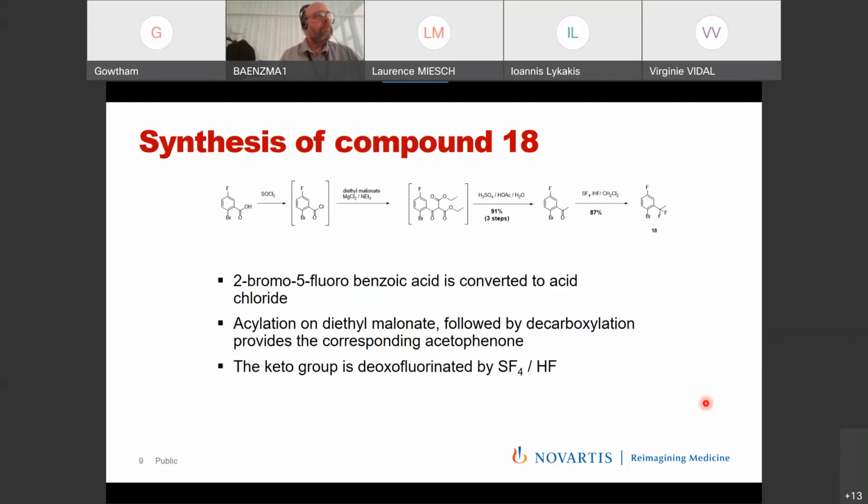So it started from 2-bromo-5-fluorobenzoic acid with oxalyl chloride. The acid was converted to the acid chloride, then chain elongation with diethyl malonate, magnesium chloride, triethylamine, followed by decarboxylation of the beta-keto ester to the acetophenone. There were these 3 steps in pretty high yield, 91%, and then with SF4 and HF, the acetophenone was transformed to the difluoro compound.